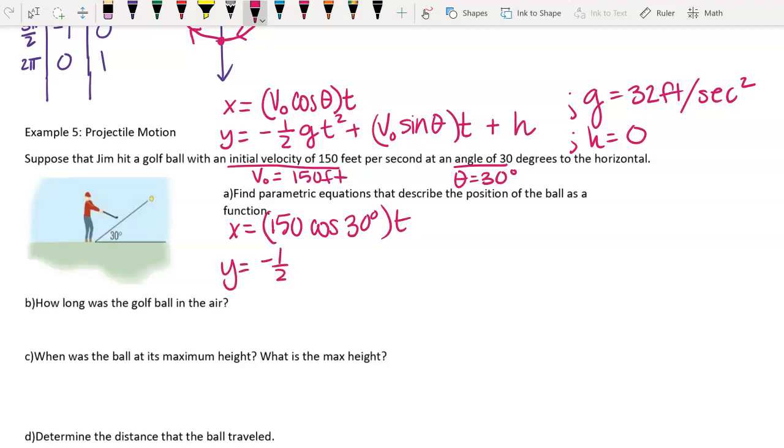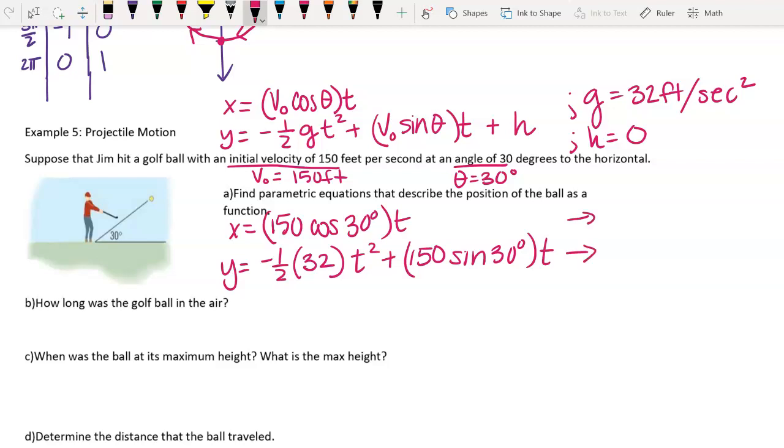So y equals negative half. g in this case is 32. t squared stays t squared. Again, we see v sub 0, 150. Sine of 30 degrees. And then, do we need to write plus 0 for h? No, let's leave it. All right, let's simplify.